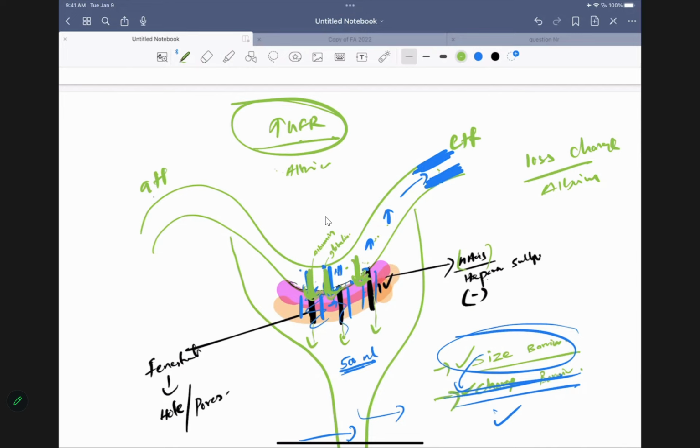Then the damage keeps happening. Now we lost the charge barrier, then we lose the size barrier. Then we have global proteinuria. All the protein is coming out. That means your kidney is done. Is everybody clear, folks? You understand the big picture? How diabetes affects the kidney. I literally covered diabetic nephropathy, a nephrotic syndrome, here. So that saves 2 minutes tomorrow morning.